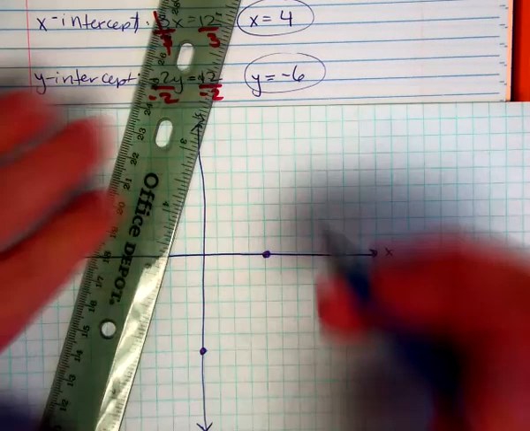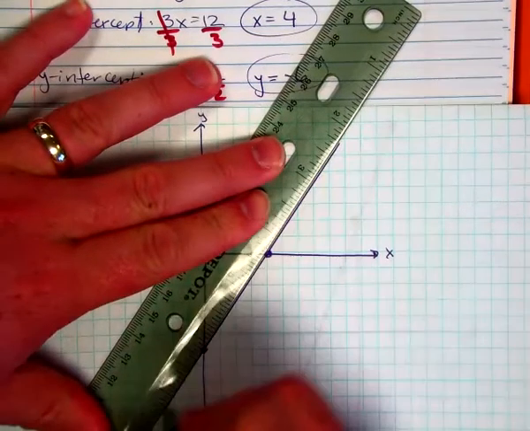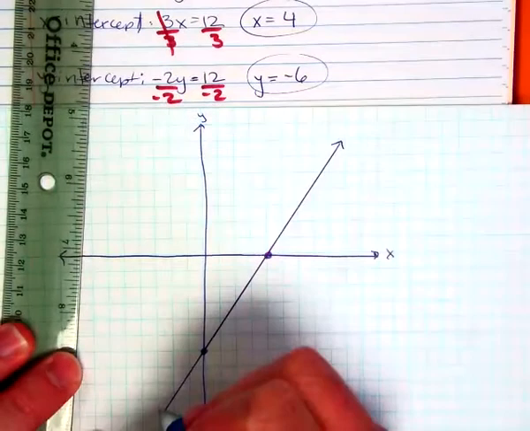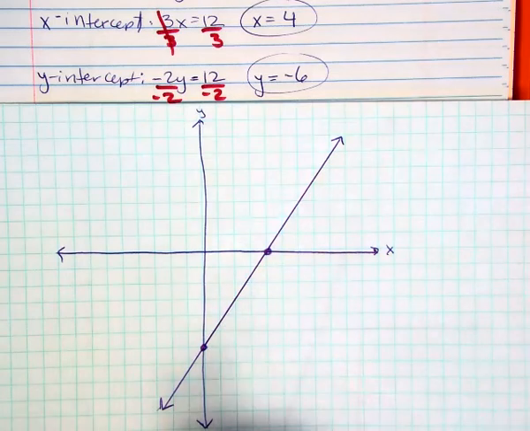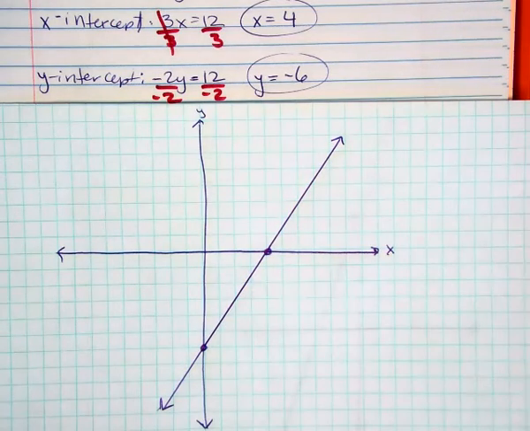You don't need to make an XY table. You don't need to keep plugging things in. You don't need 5 different points. You find just the 2 intercepts. You put them on the axes. You connect them. That's the end.